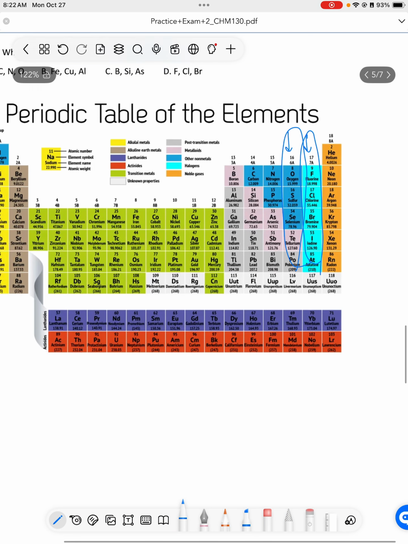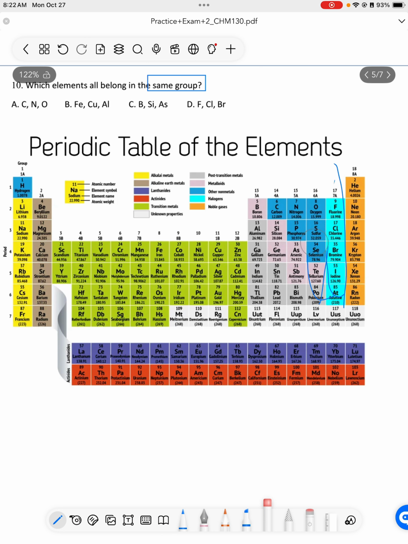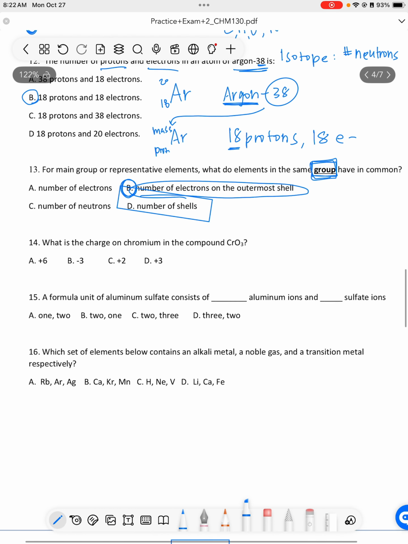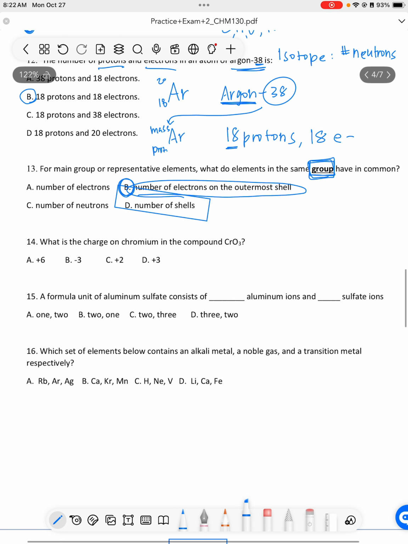So let's look at that real quick. So that's telling us that everyone in this group, let's do this group right here. Everyone in this group shares the same number of valence electrons, and that number for group 1 is 1. Everyone in group 2 shares the same number of valence electrons, and that is 2 electrons. Okay, let's do one more.